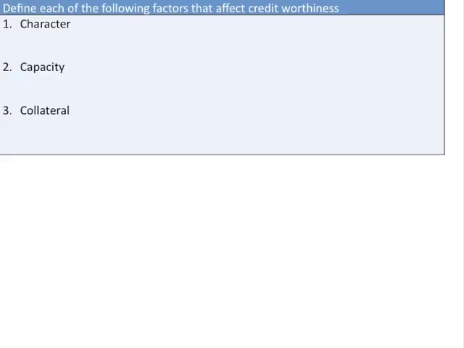When an individual goes to borrow money, the creditor, or the person that's going to be loaning the money, wants to know if this person has credit worthiness. The way that they establish this is through what are called the 3 C's: character, capacity, and collateral. Character. Have you paid your bills? If you've paid your bills and paid them on time, you generally show good character. Capacity. Do you have a good job? Do you make enough money to pay this loan back?